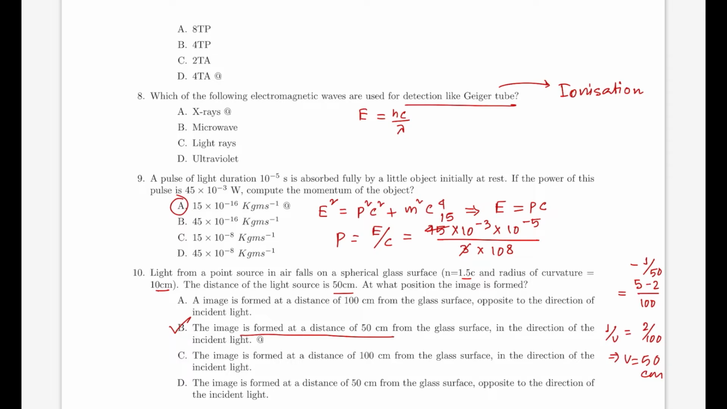So X-rays have a typical wavelength of 1 nanometer to 10 nanometer. Microwave is in the order of millimeter to meter. Light wave is 400 nanometer to 700 nanometer. Ultraviolet is less than 400 nanometer. So as you can see, of these options X-rays have the minimum wavelength. So X-rays can be used for detection in a Geiger tube, option A.